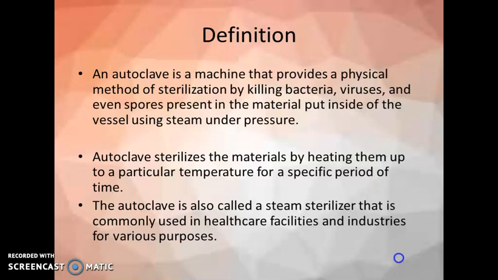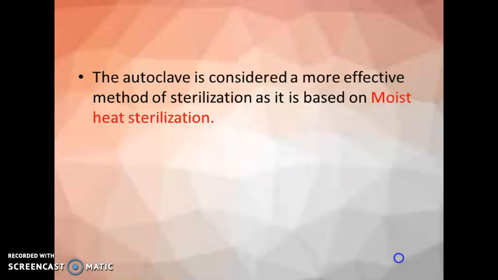Autoclave sterilizes the materials. How? By heating them up to a particular temperature for a specific period of time. The autoclave is also called a steam sterilizer, commonly used in healthcare facilities and industries for various purposes. It is considered a more effective method of sterilization, and it is based on moist heat sterilization. In the last class we discussed the hot air oven, which comes under dry heat sterilization.